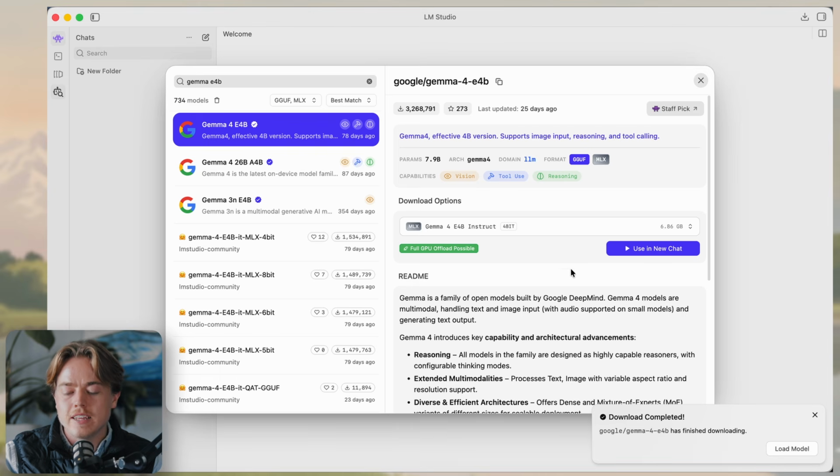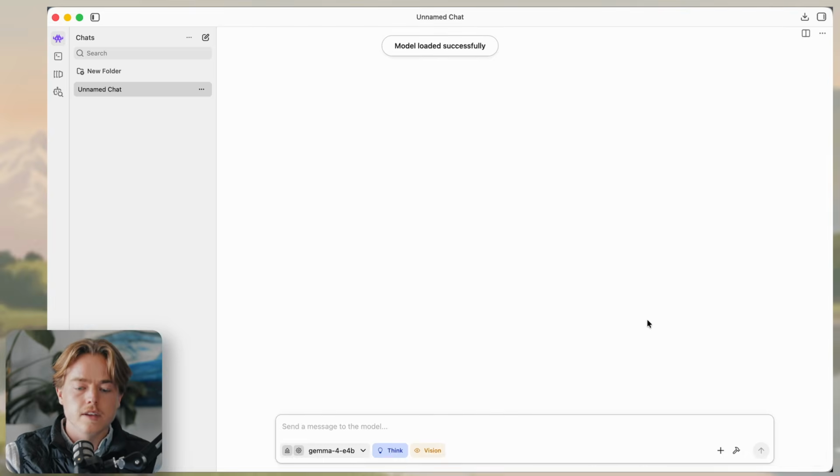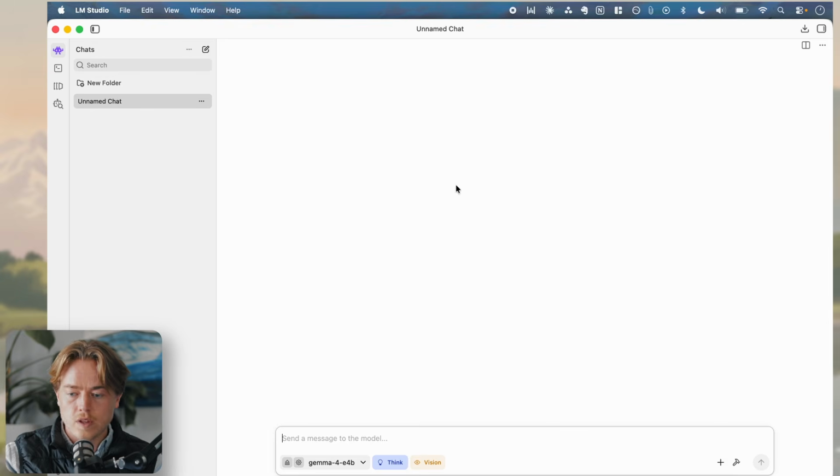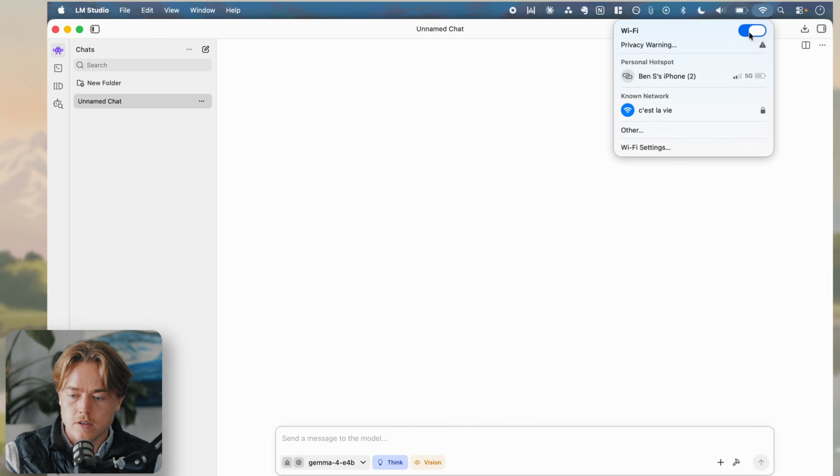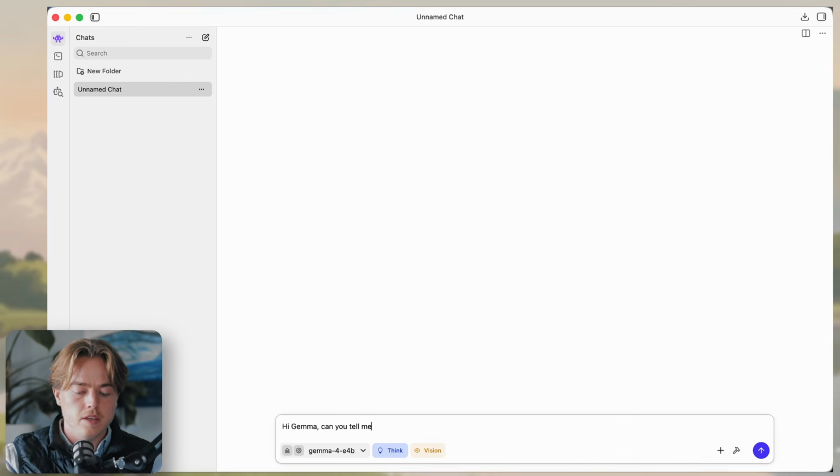So now we finished downloading, and you can see our button here has changed to use in new chat. So I'm going to click that. The model has loaded successfully. And now to show you guys that this is truly running locally, I'll turn off my Wi-Fi. So we'll go up here. Hi, Gemma. Can you tell me some cool things you can do?